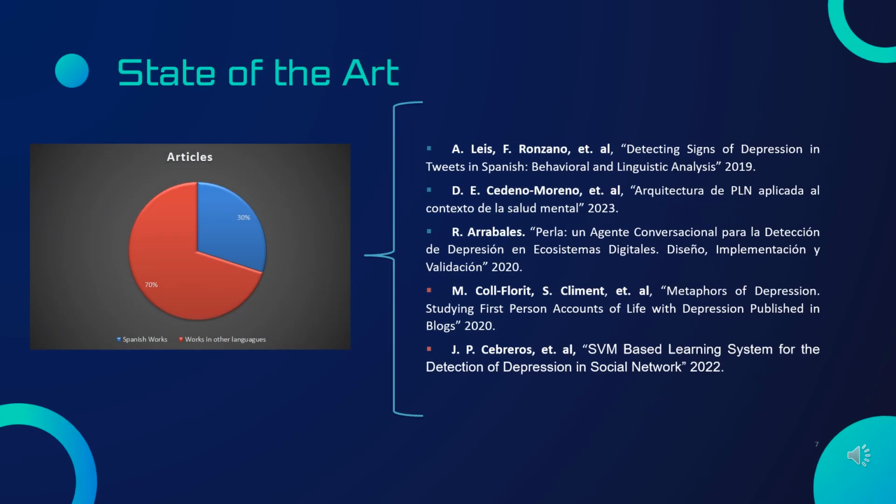When carrying out a review of the state of the art, important points were observed that allow the focus of this work. In the following graph, some of the articles reviewed are shown. 70% of them are focused on languages other than Spanish, and only 30% are focused on the Spanish language. On the right side of the presentation, I show some examples of works found in the state of the art.